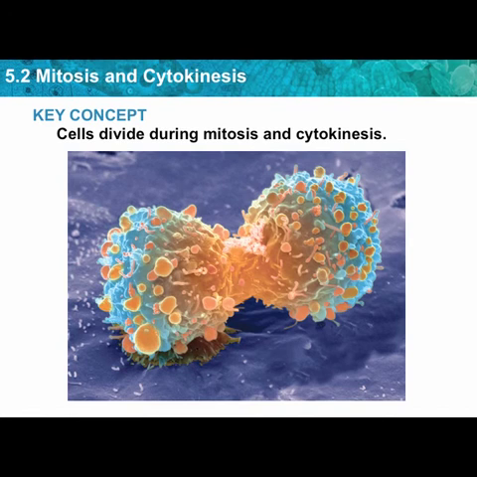Before that can happen, we have to copy the nucleus. There are two parts to mitosis cell division. We have to copy the nucleus, and then we have to copy the cytoplasm, the rest of the cell.